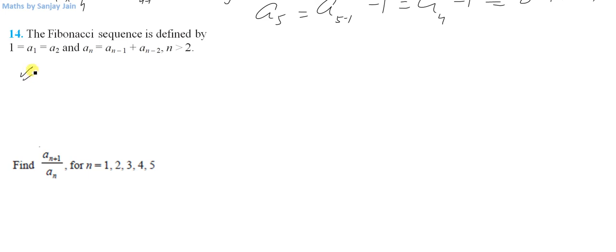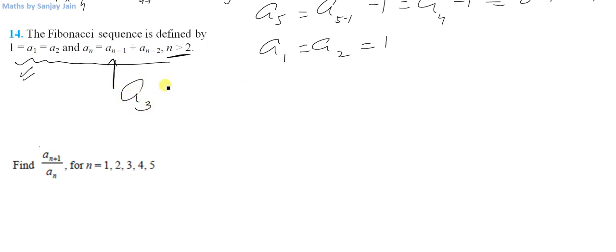Nobody is going to ask you what the Fibonacci sequence is in your examination in class 11, but it is good that you know what it is. It is defined like this, where the first and second terms are 1, and what about the third? For n greater than 2, that means for the third term, fourth term, fifth term, for any of these terms we need to refer to this formula.